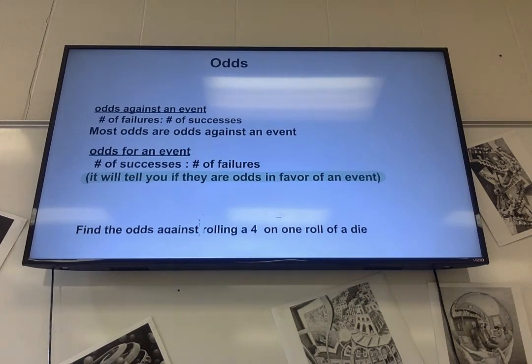Obviously we're going to be talking about odds. We've been talking about empirical and theoretical probability, so we're going to talk about odds. And I'll explain all this to you, unless you write it down first, though.